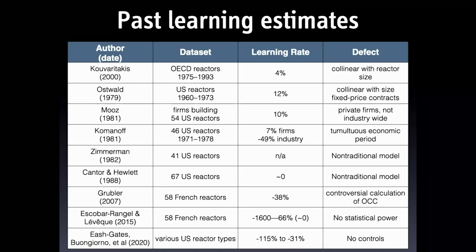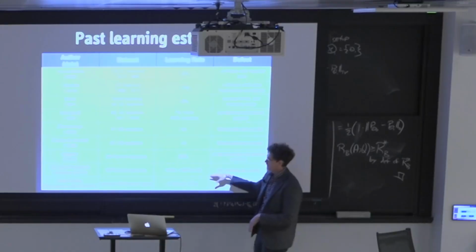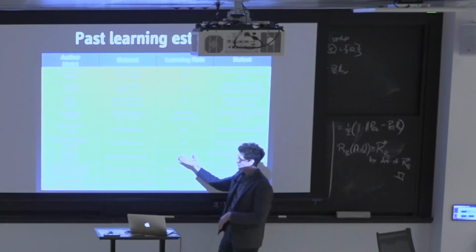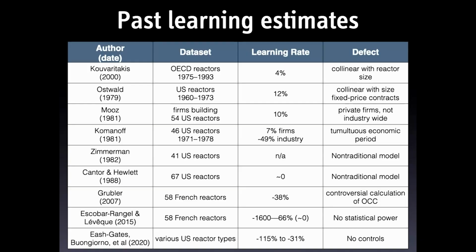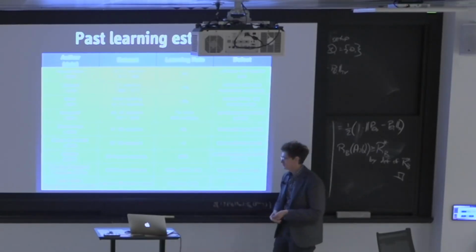This guy is accused of using bad data, and so Escobar, Rangel, and Levique, or however you say this name, redid the study using better quality data, and they basically found that. Initially, Gubler was saying prices going up by crazy amounts, negative learning, and they said, "Oh, this is not fair." And so they redid it, and they said something in this range, and basically there was no statistical significance in their data set. So it's approximately 0.